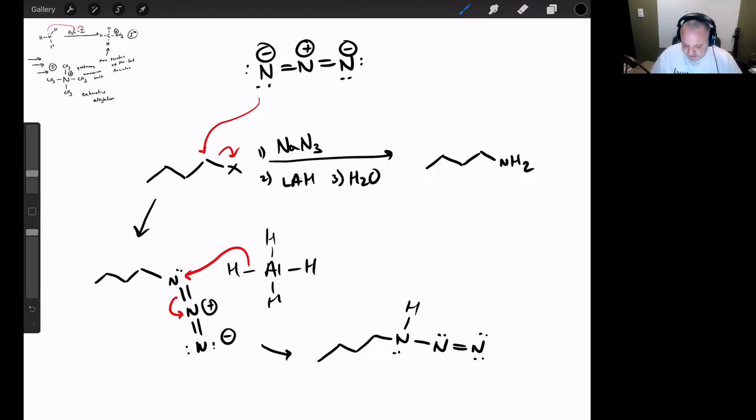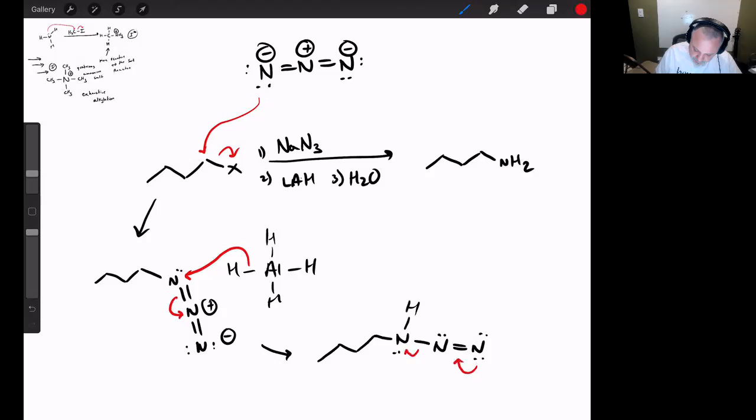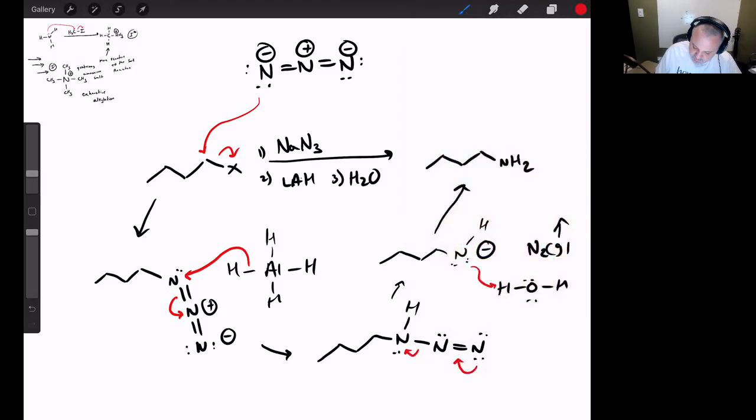So then what happens? How do we proceed further? Well, what drives this reaction forward is that we can expel nitrogen gas. And as a gas, it leaves the system, and that's what pushes the reaction forward from an equilibrium perspective. And then with the water, we can come along and reprotonate the amine, and that's how we end up with our product.